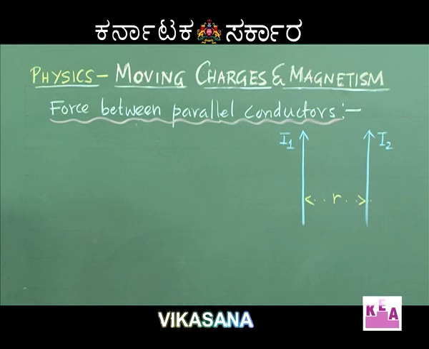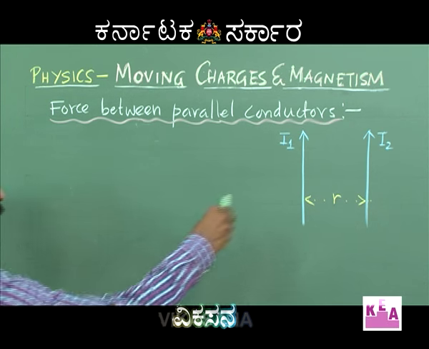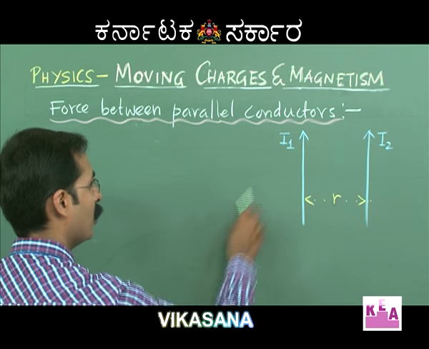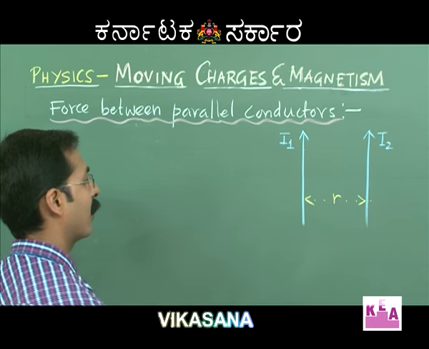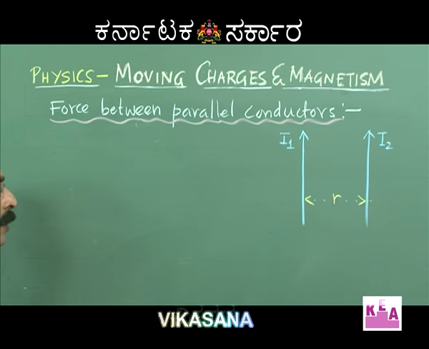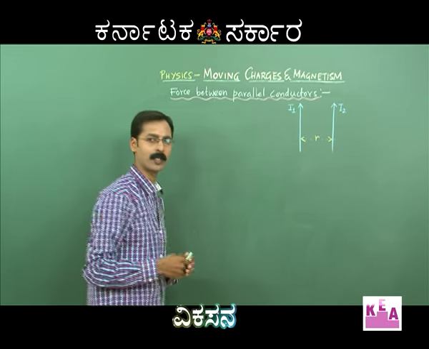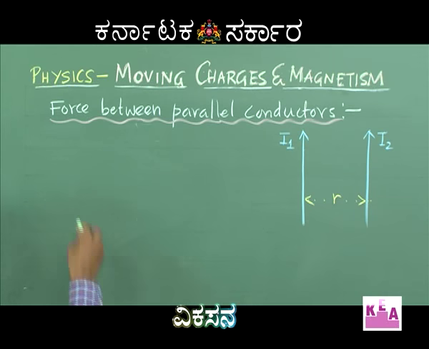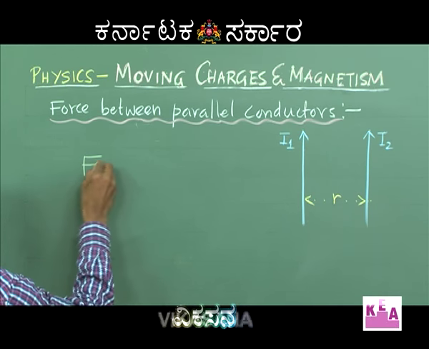The force between two parallel currents which are very long, infinitely long, say. I have two conductors here, these two, they too carry currents. The current in the first conductor is I1, the current in the second conductor is I2, and the distance of separation between them is R. Now, I can calculate the force between them.